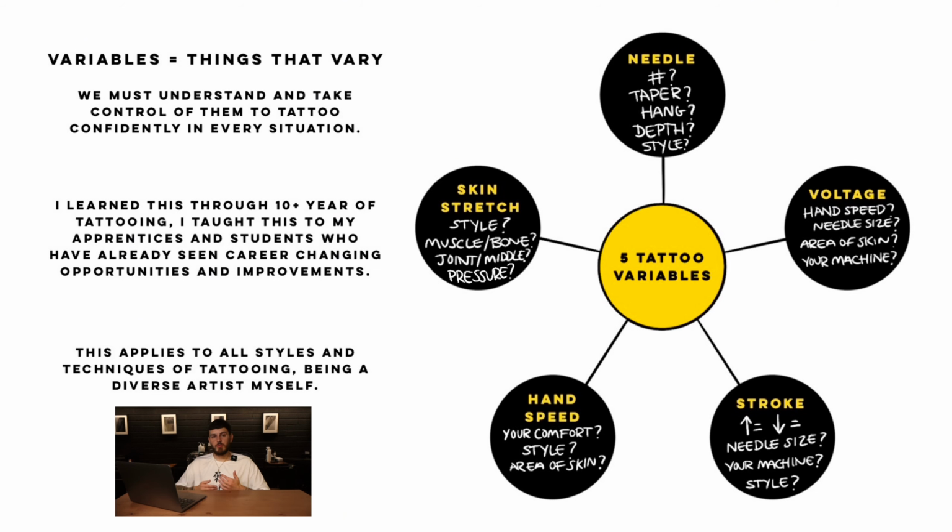How much depth or pressure are you going to use? What style are you trying to achieve? If you know that you want a particular style, you need to understand what needle is going to help give you the best results. What voltage shall I use? Well, what hand speed do you feel comfortable with? What style are you going to be doing? What needle size are you using to achieve that style?